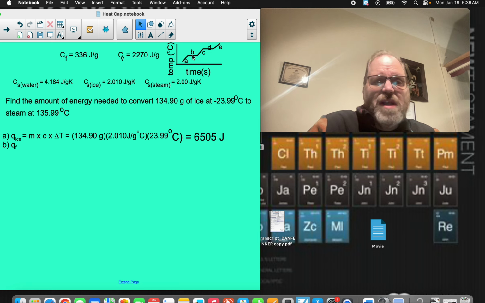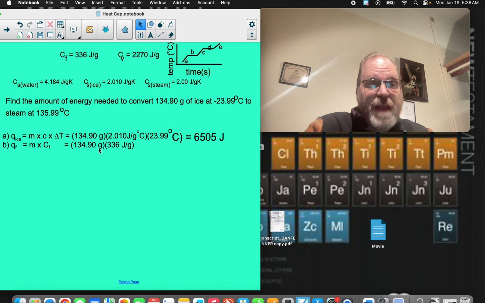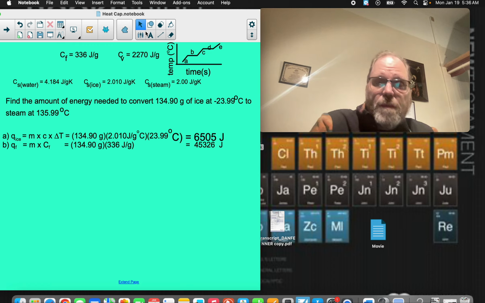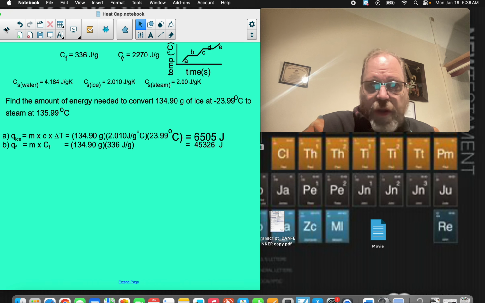Now we're at the second step. We're going to melt it. It's not having a temperature change, so we're going to do the Q of F, the heat of fusion of ice. That's going to be M times C of F. The mass doesn't change. It's still going to be 134.90 all the way through. But the C of F is 336 joules per gram, so grams cancel out and the answer will be in joules. 134.90 times 336, 5 sig figs, and the constant is infinite sig figs. We're going to get 45,326 joules.